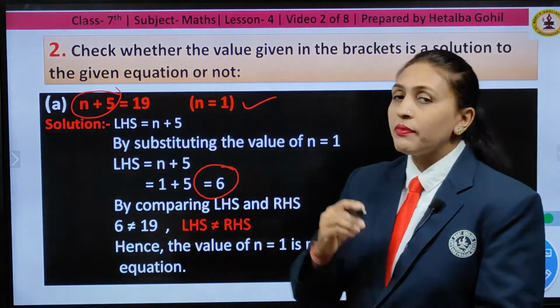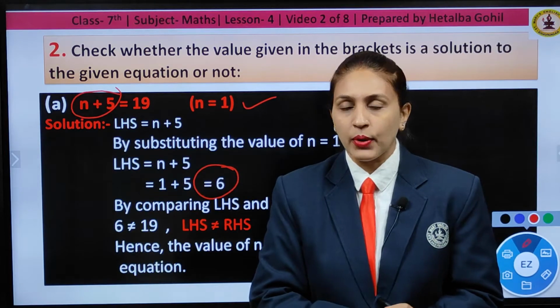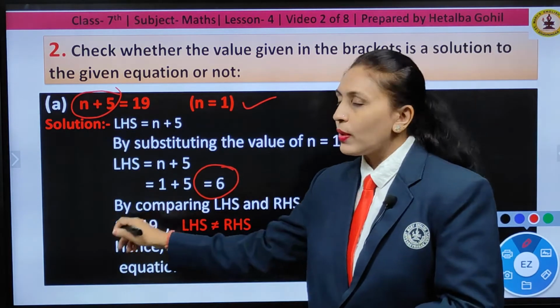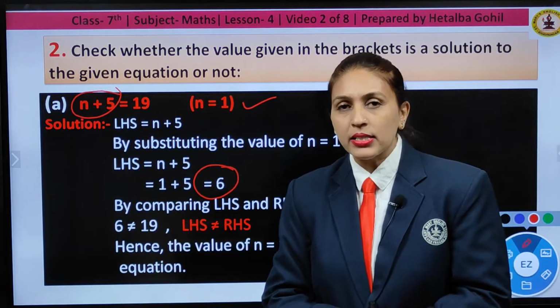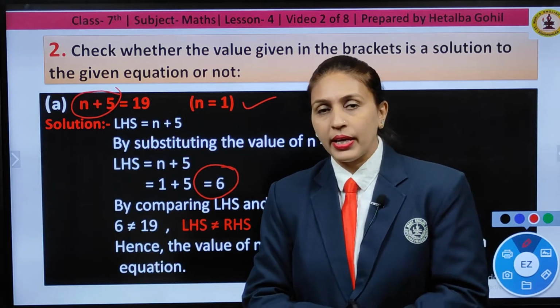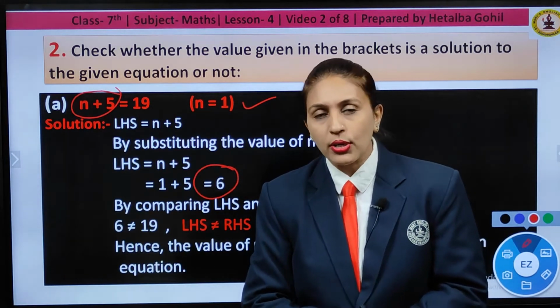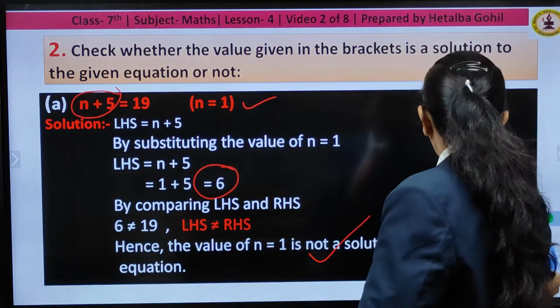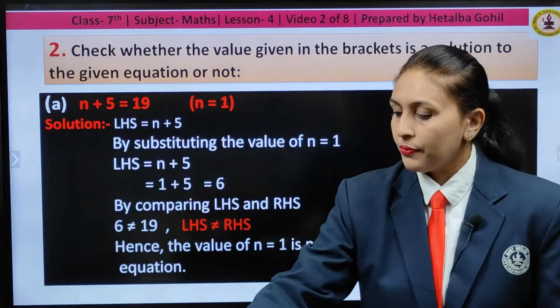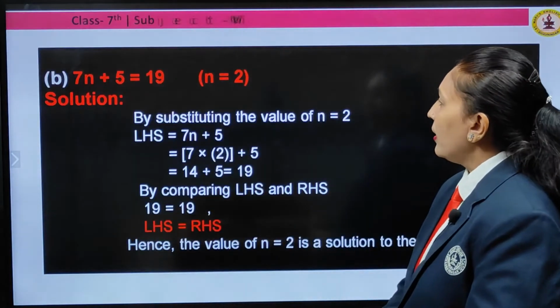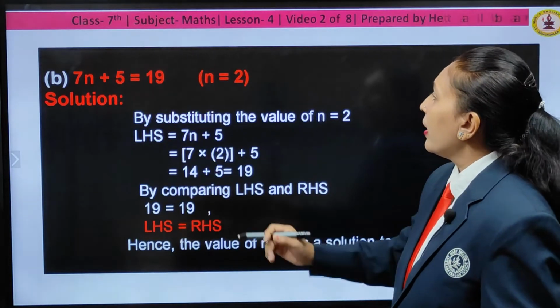Children, you will ask me, then when will be the solution of the equation? When both the values come the same, in that condition that particular value of the variable will be the solution of the given equation. So here for the first one, the answer is no. Now let us see the second one.